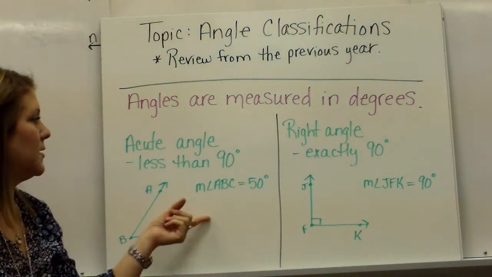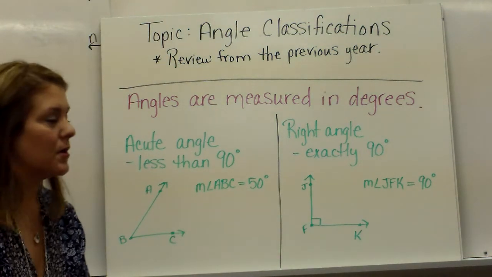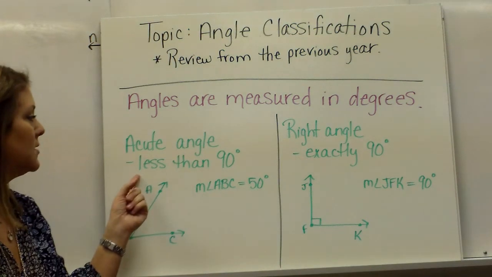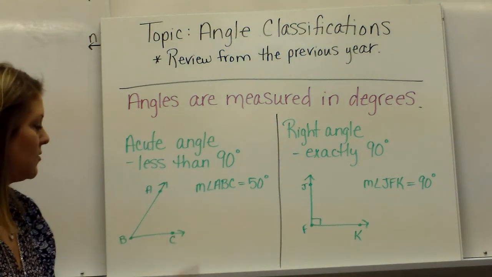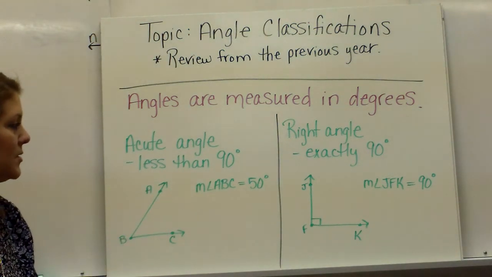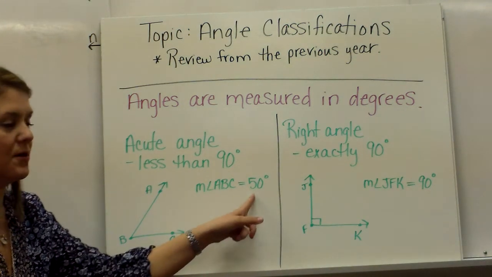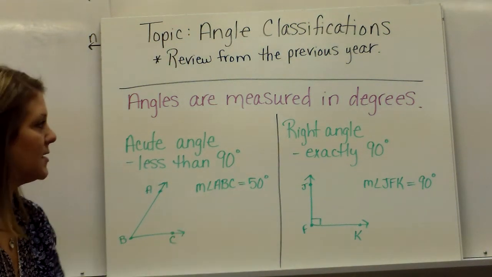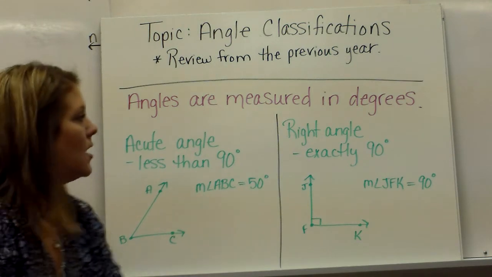The first one we're going to look at is an angle called an acute angle. If an angle is acute, then its degrees will be less than 90. So for instance, this angle here, ABC, has a measurement of 50 degrees. So less than 90 makes it acute.